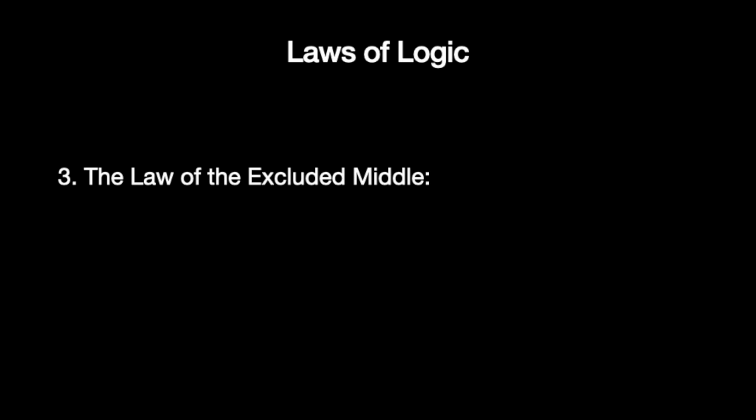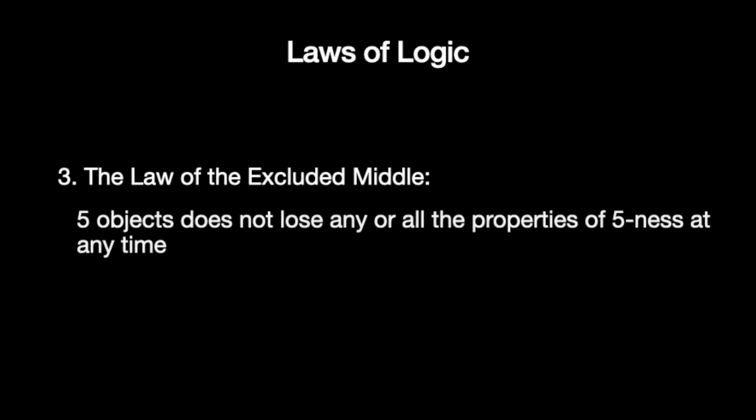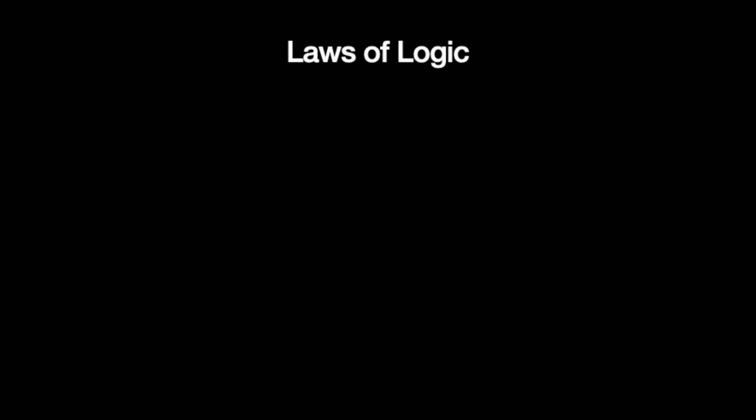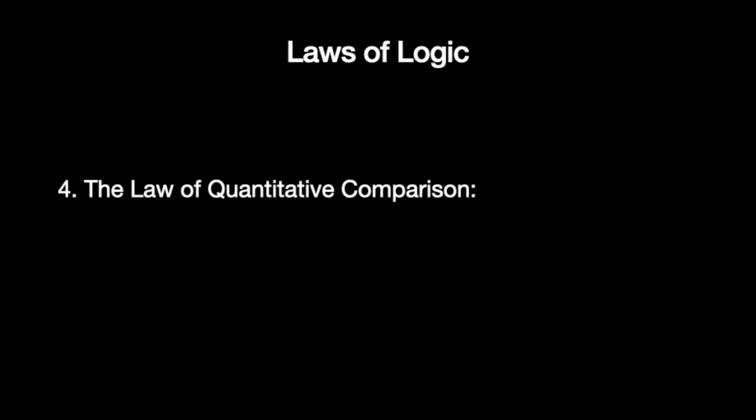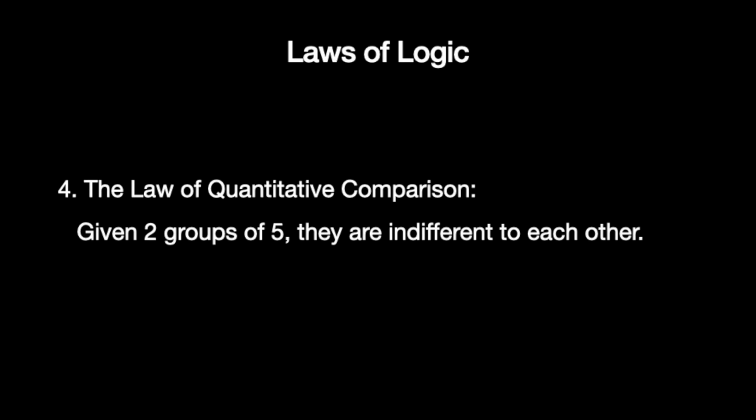5 objects does not lose any or all of the properties of fiveness at any time. Given 2 groups of 5, they are indifferent to each other. Given this, we can say that when we see 5 objects, we can nearly automatically construct the statement, "There are 5 objects here," or "I see 5 objects," or "5 objects are in front of me," etc.